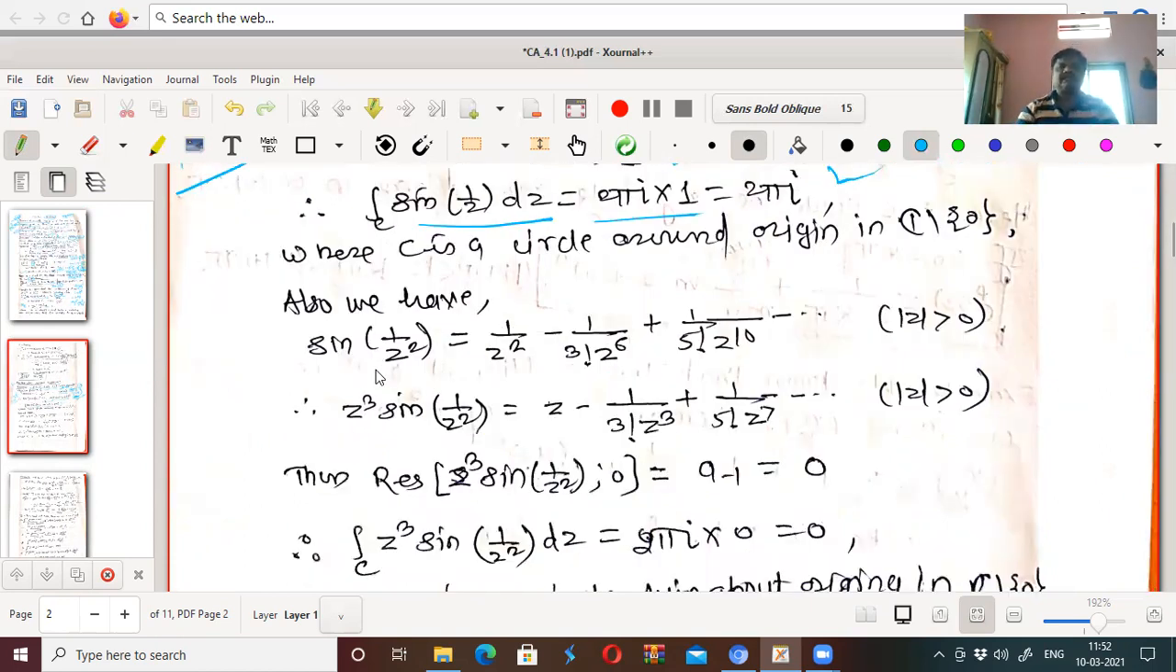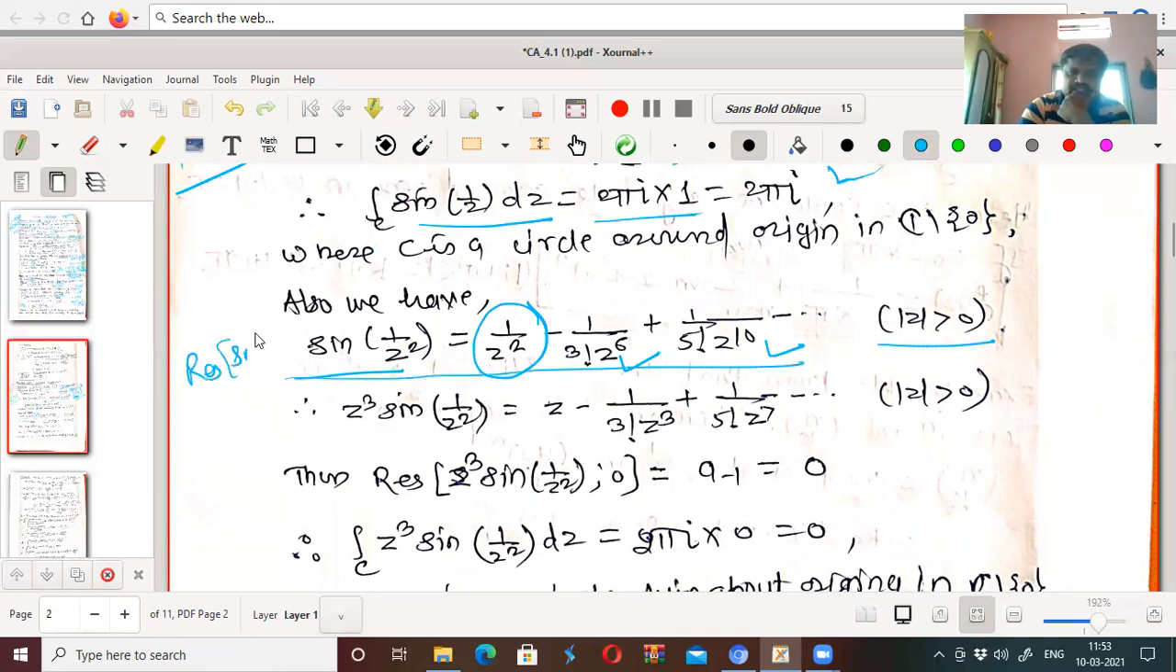Now sine of 1 by z square. If we expand it, we get first term as 1 by z square minus 1 by 3 factorial into 1 by z square cubed, that is 1 by z raised to 6, then the fifth power, so z raised to 10 will be there, and this holds for mod z greater than 0. Now what is the coefficient of 1 by z here? That is 0. And therefore the residue of sine 1 by z square becomes 0. Here also you can say that the residue of sine 1 by z square at 0 is equal to 0, because there is no term of 1 by z there. So the coefficient of 1 by z is 0.